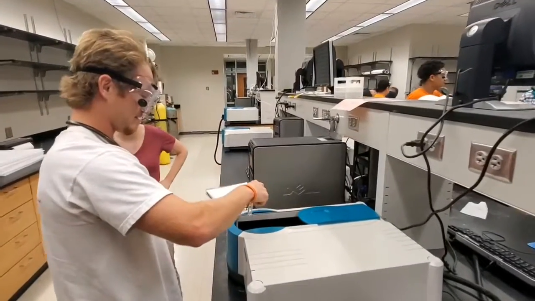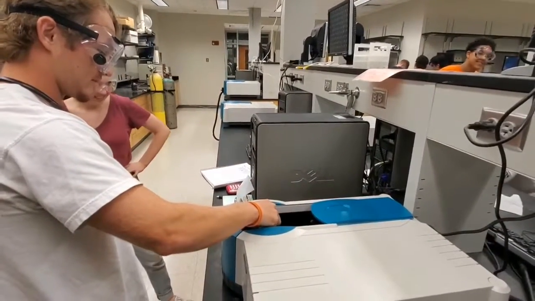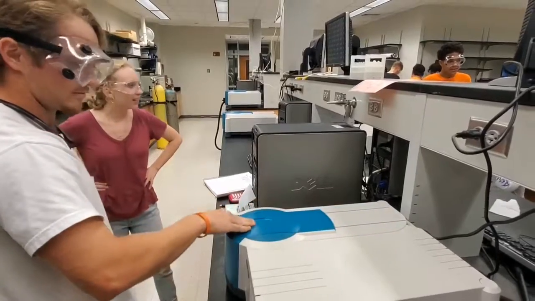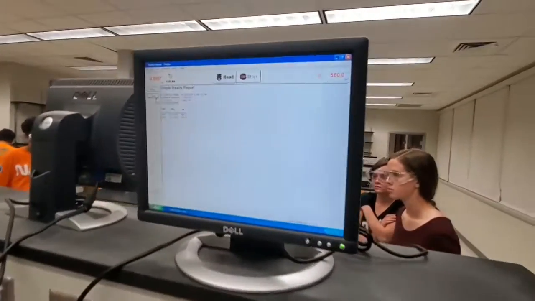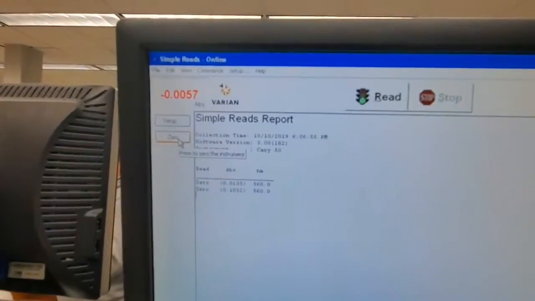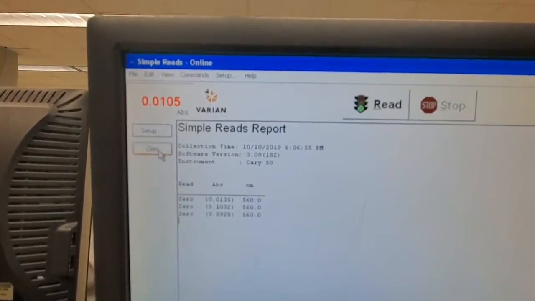In this case, the spectrophotometer should be used for the scans at 560 nanometers. Do not forget to zero the spectrophotometer using your blank solution. Failing to zero the spectrophotometer would affect the measured absorbance values.